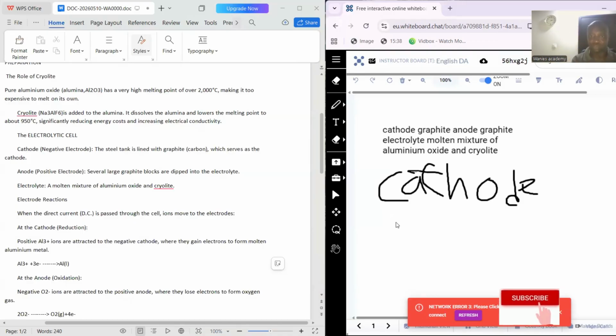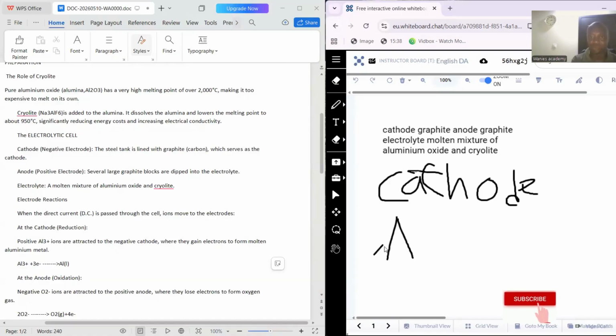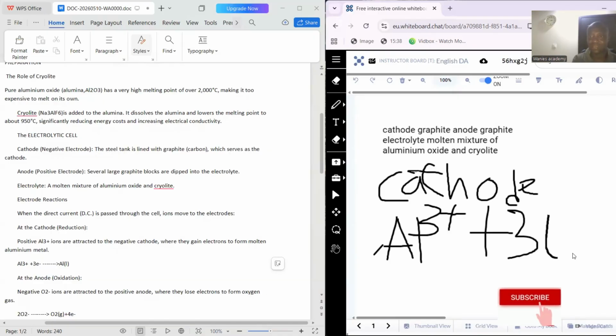So this is what I'm referring to. The positively charged aluminium ion, Al3+, migrates to the negative electrode, which is called the cathode, and gains electrons there. It gains 3e-, and there it becomes reduced to give us the molten aluminium metal. So that is what happens at the cathode.